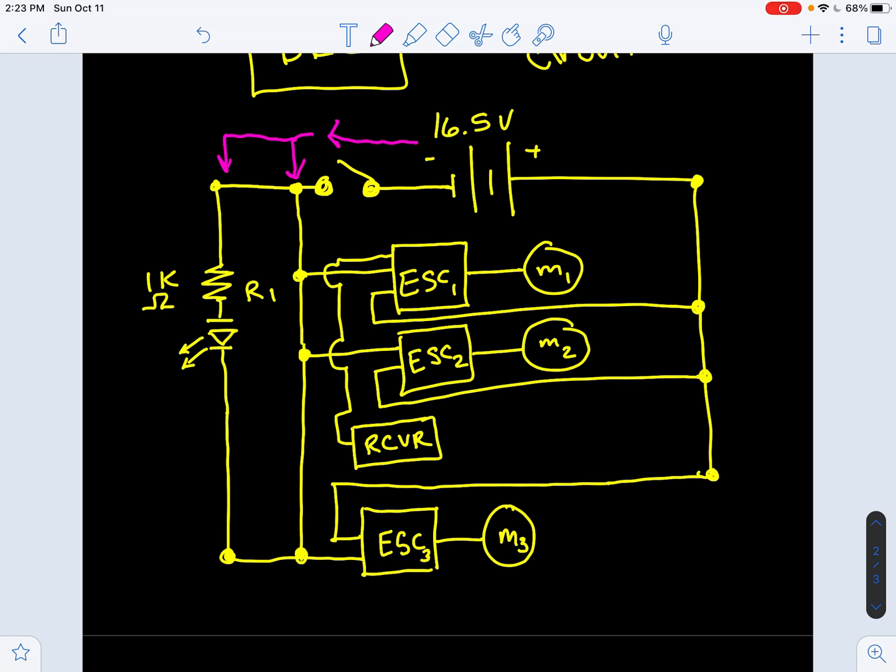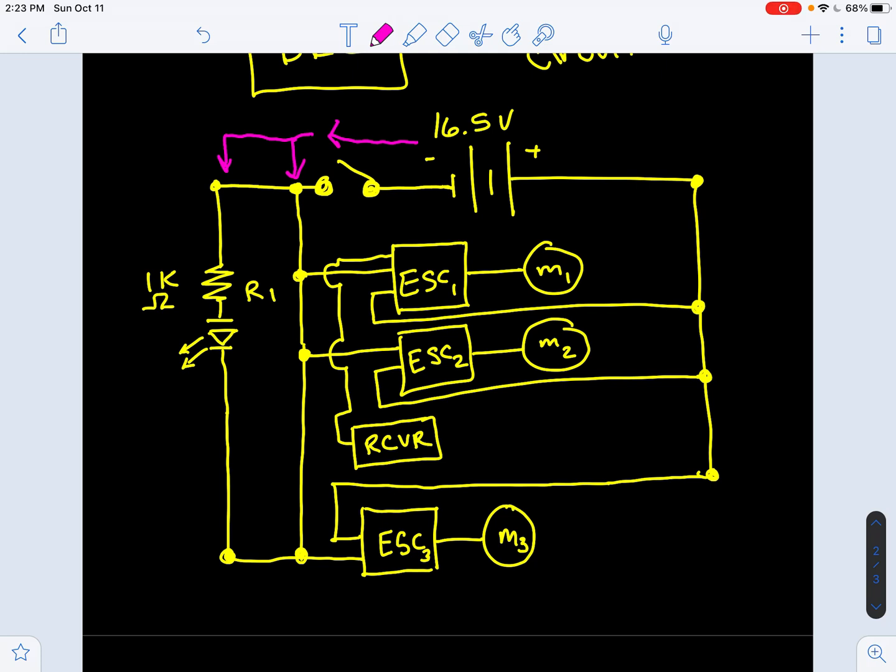The first path of that parallel circuit is the indicator light, which contains the resistor and the LED, the light emitting diode, to let us know that the power is on in the circuit. The second leg of that parallel circuit is the one that contains our drive system and weapon system.